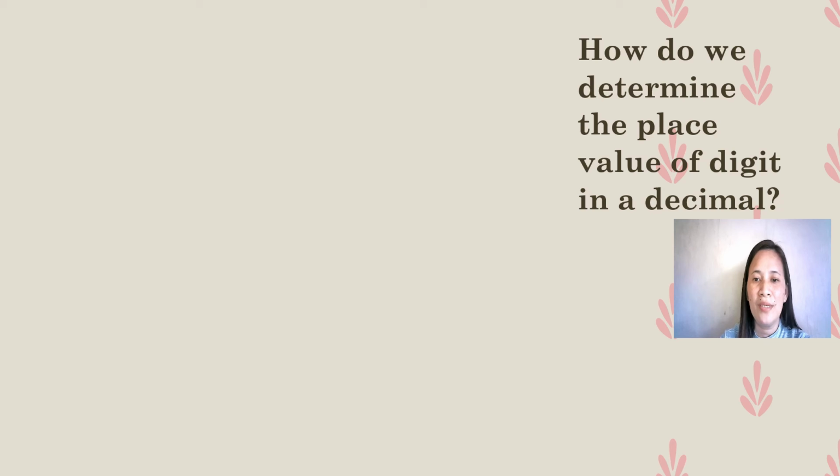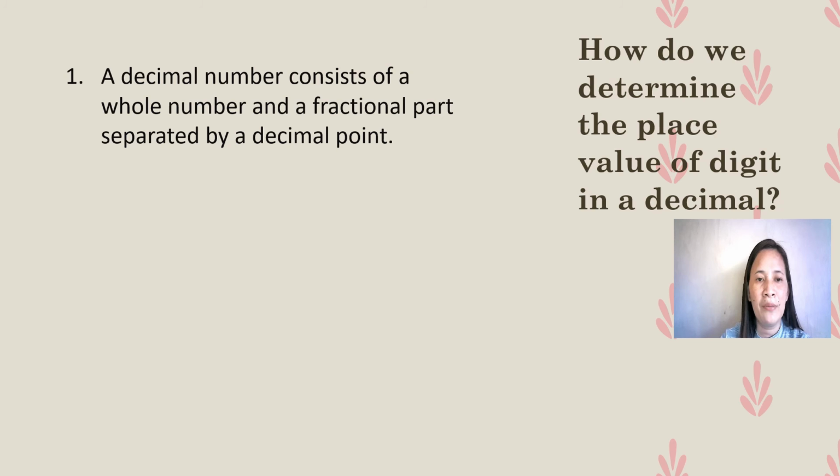Okay, how do we determine the place value of digit in a decimal? So, paano ba natin malalaman yung place value ng digit sa decimal numbers? So, number 1, a decimal number consists of a whole number and a fractional part separated by a decimal point. Okay. So, decimal number daw ay binubuo ng whole numbers at fractional part. Ang naghihiwalay sa kanila ay decimal point. Kaya natin nasasabi na ang given number ay decimal numbers.